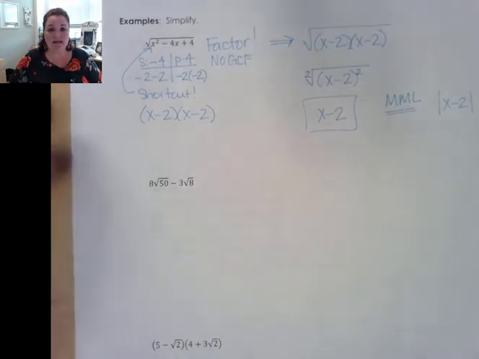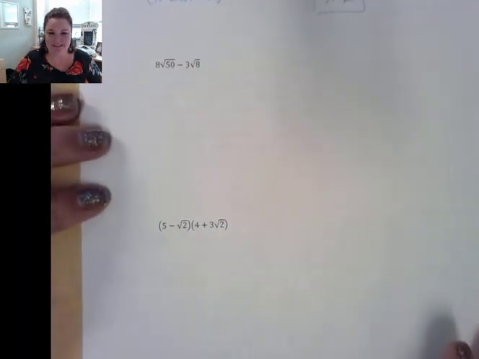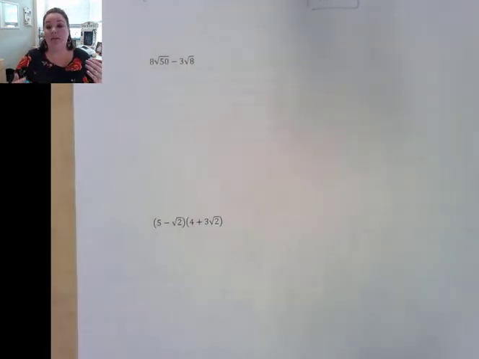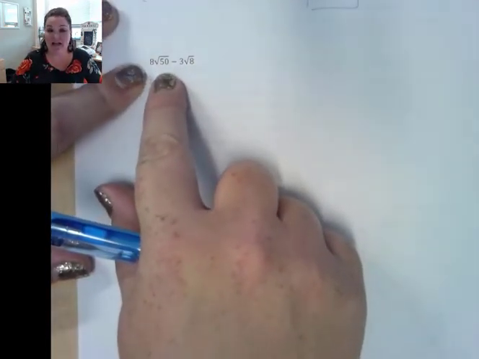This next one is combining radical expressions, okay? And the only way that we can combine radical expressions is if we have like terms.